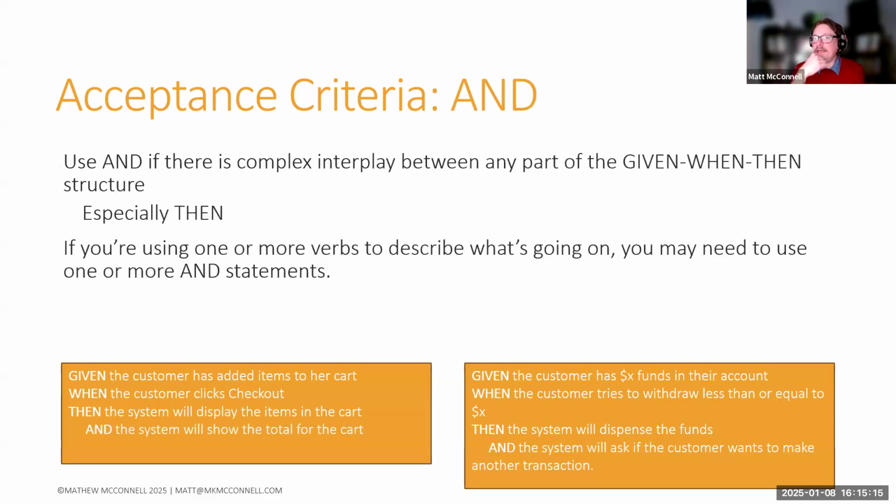So a lot of times I'll throw an "and" into the acceptance criteria as well for the then piece, because a lot of times it's more than just one thing happening. So I'll use the "and" if there's a lot of interplay in the then. So for example, given the customer has added items to her cart, when the customer clicks checkout, then the system will display the items in the cart, and the system will show the total for the cart.